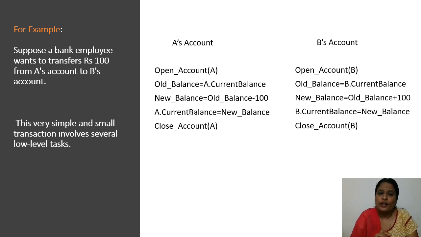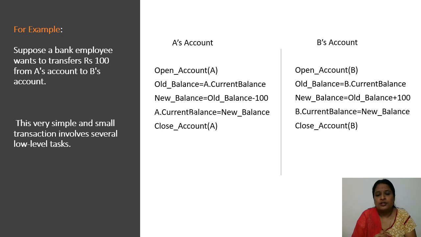Suppose a bank employee wants to transfer a certain amount like ₹100 from A's account to B's account. Here I have given a set of operations to do this transaction. I have split the transaction into two parts: one is A's account, the second is B's account. In order to transfer, first A's account should be opened. Then the current balance of A is assigned to old balance. Here old balance is a temporary variable.